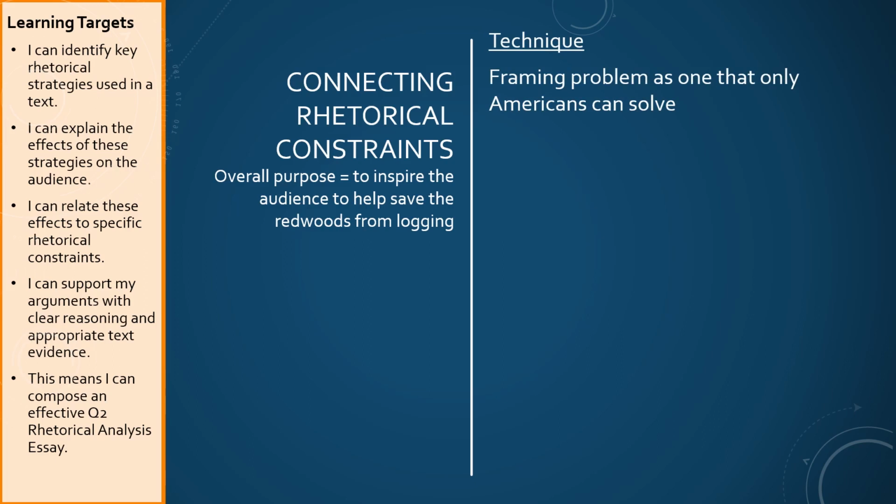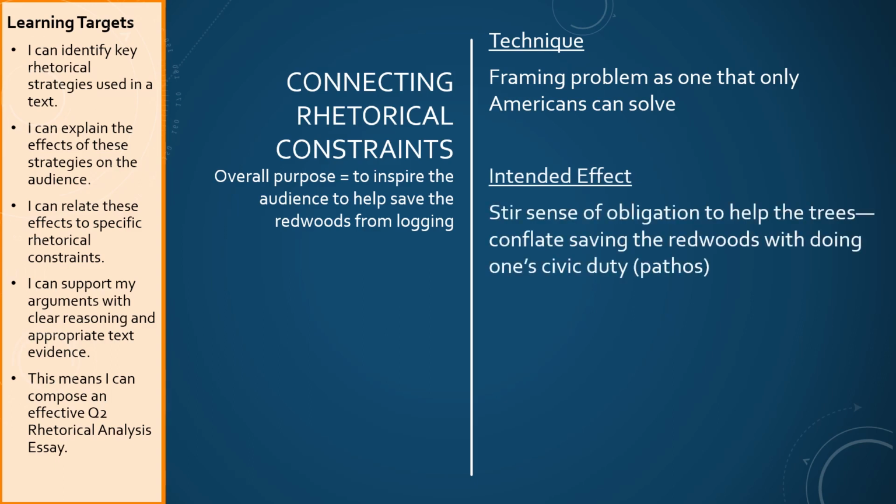One of the techniques he uses is towards the end. I think this is in the last paragraph or second to last paragraph, where he frames the issue of saving the redwoods as one that only the American people can solve. And of course, the intended effect here is to stir a sense of obligation in his audience to help the trees and to try to conflate saving the redwoods with doing one's civic duty. And that's a sort of pathos appeal there. You might call it an appeal to civic duty, an appeal to patriotism is fine too. I hesitate to use that word, but it works here.